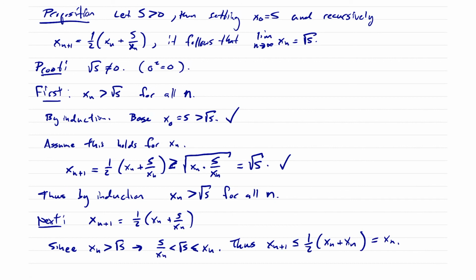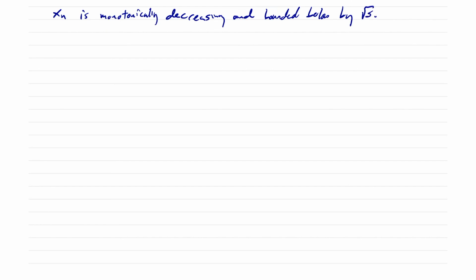Okay, good. So now we know that xn is monotonically decreasing and bounded below by the square root of s. Now is where I'm going to actually start employing the continuous function stuff that we developed.